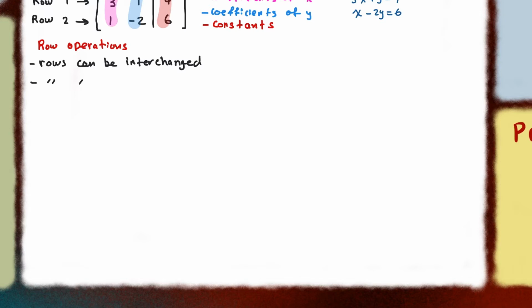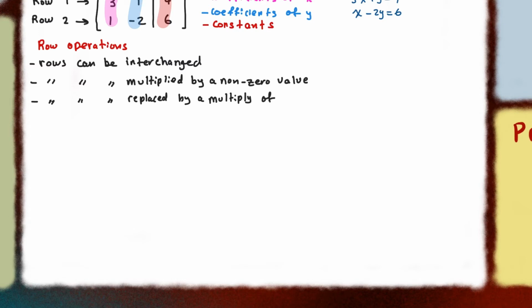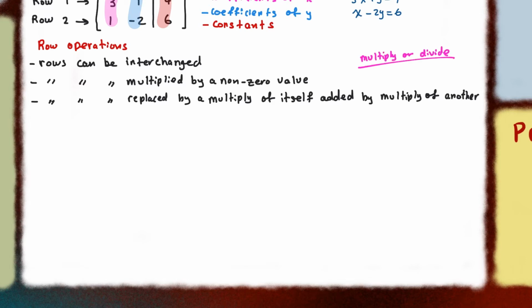As we saw previously, we can multiply or divide the equations by a constant value, so we can do the same thing to the rows without changing the final solution. And we can finally replace rows by a multiple of itself, added or subtracted by a multiple of another row. As you saw before, this does change the line itself, but it does not change the final solution or the point of intersection. Let's use our example above and try to solve for the intersection.